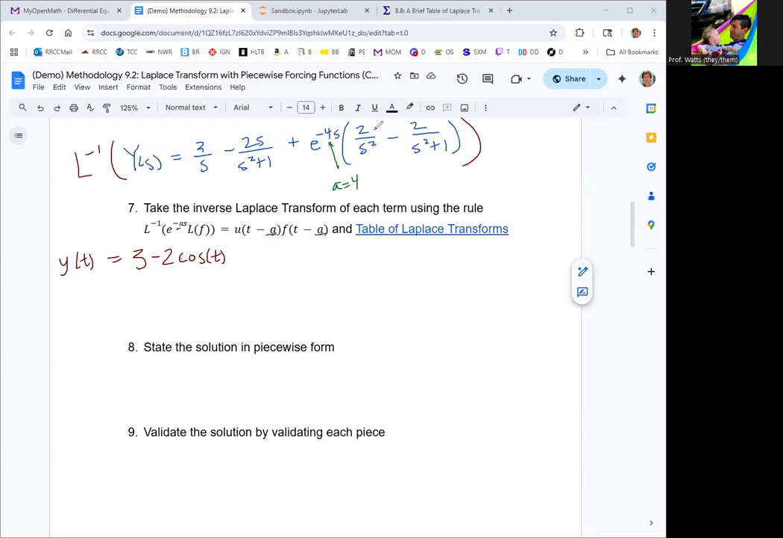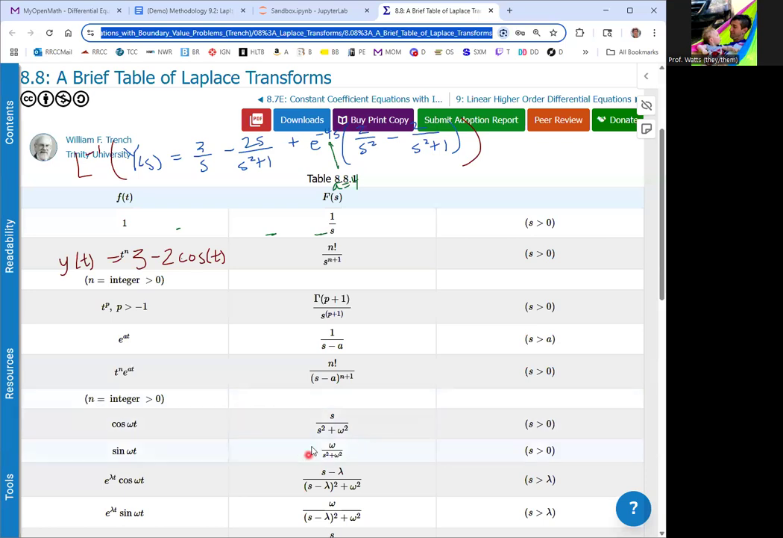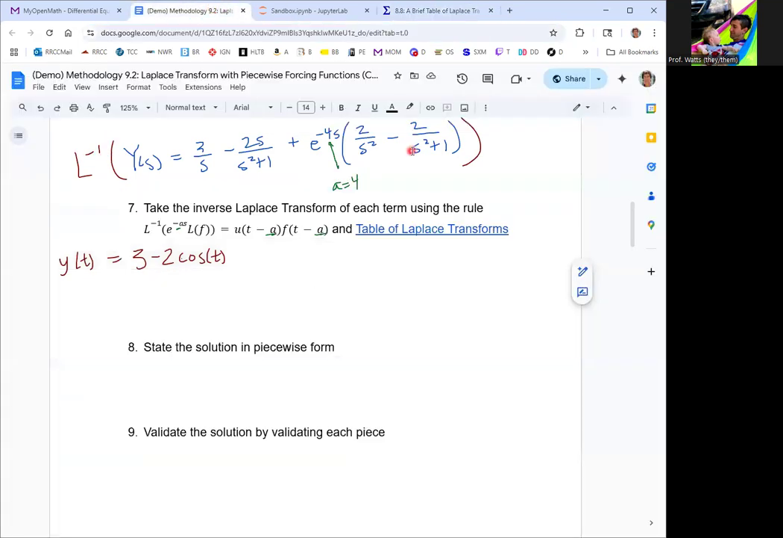Inverse transform of 2 over s squared, well, the inverse transform of 1 over s squared is t, and so 2 over s squared should be 2t. And then for the 2 over s squared plus 1, that's going to be sine, right? Using this, where s squared plus 1 is s squared plus 1 squared, so omega is 1, and then we just have the negative 2 out front. So that's going to be negative 2 sine.